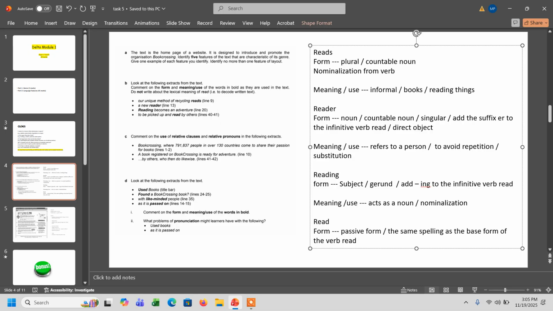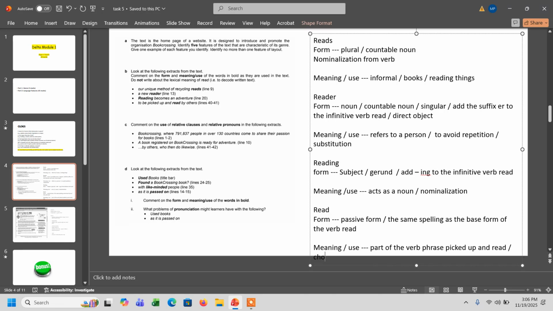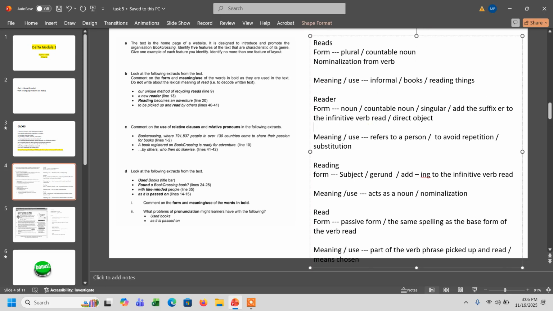Anything else? Meaning and use. Part of the verb phrase. Picked up and read. Okay. Means chosen, right? Means chosen. I think it's enough for this one.